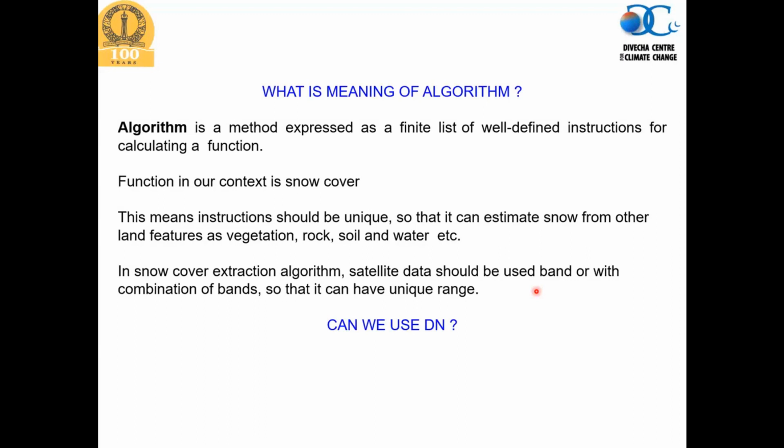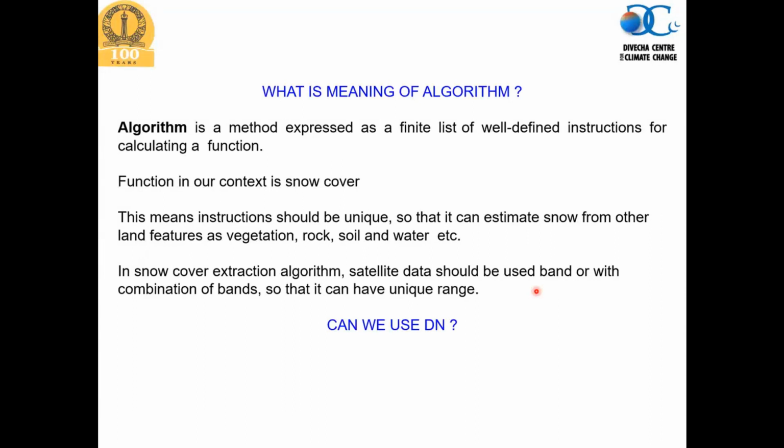So if you really want to estimate the snow cover, it is necessary for us to estimate in comparison with other land features. And other land feature, if you really have a snow cover, is a vegetation, because many times there will be a lot of snow on vegetation or below the vegetation. Then there will be rock, soil, and water. And these are the fundamental land features which will be there. So we should be able to differentiate snow from these features.